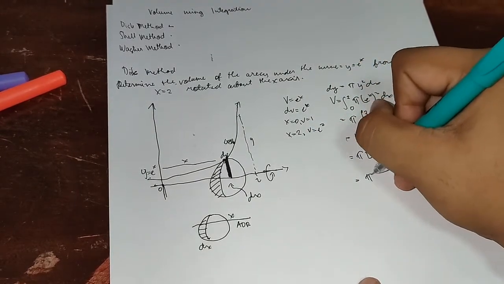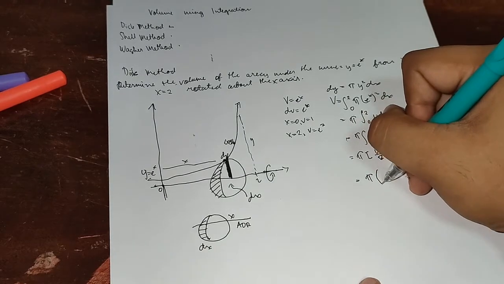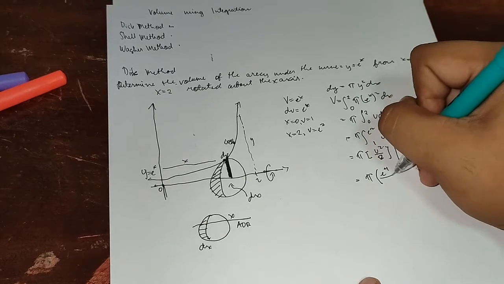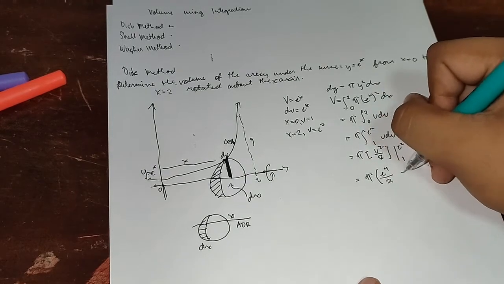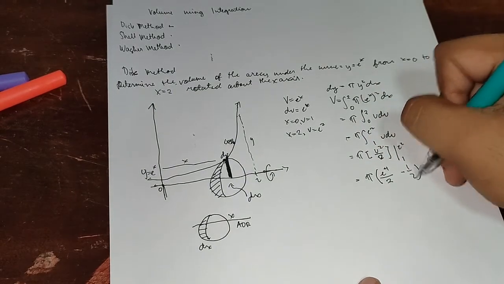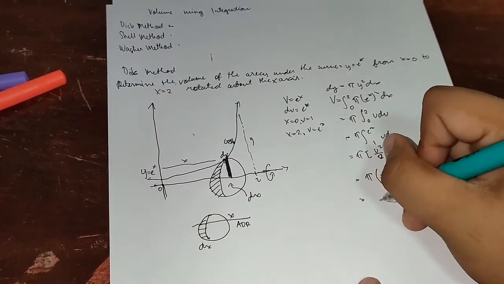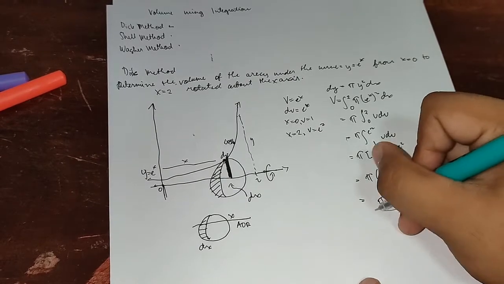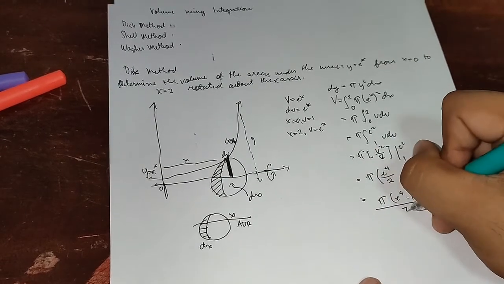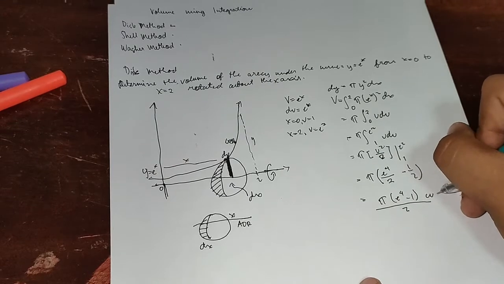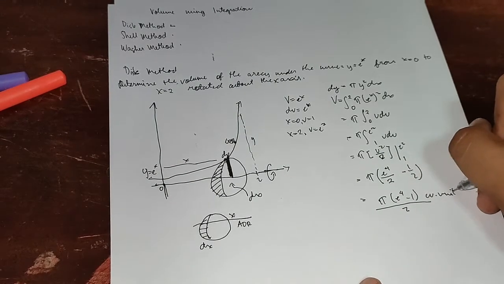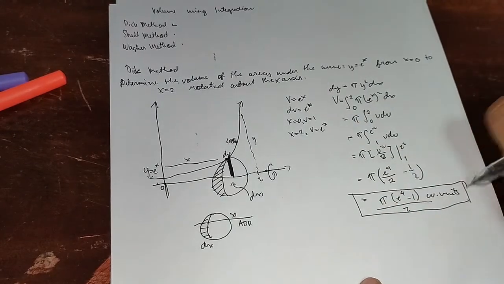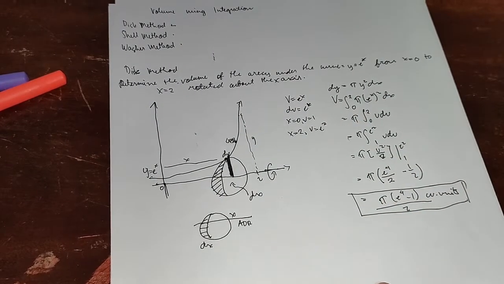Which equals pi over 2 times e to the u, evaluated from 0 to 4, so e raised to 4 minus 1 over 2 pi cubic units, and that's how you get your answer using the disk method.